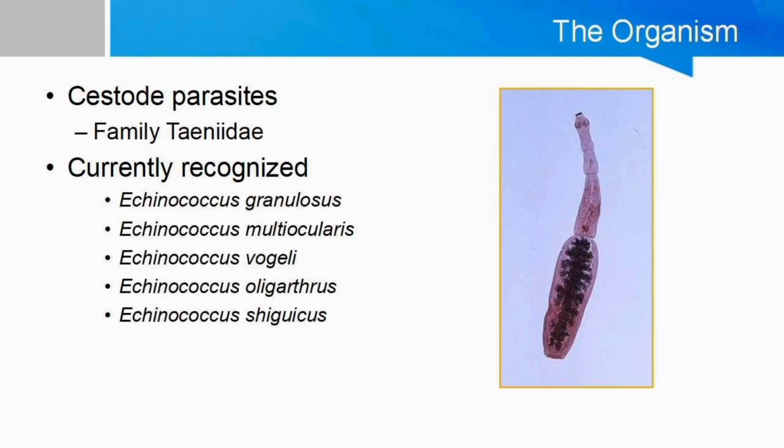Echinococcosis is caused by several species of Echinococcus, tiny cystoid parasites in the family Taeniidae. Currently recognized species include Echinococcus granulosus, Echinococcus multilocularis, Echinococcus vogeli, Echinococcus oligarthrus, and Echinococcus shiguicus.